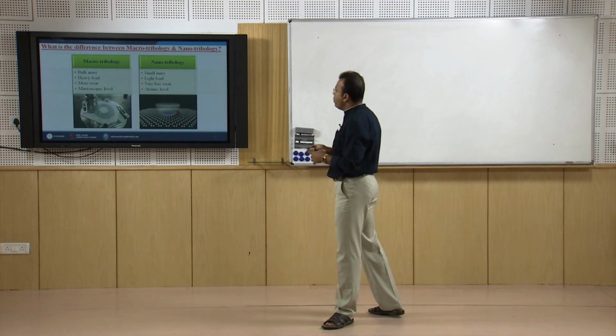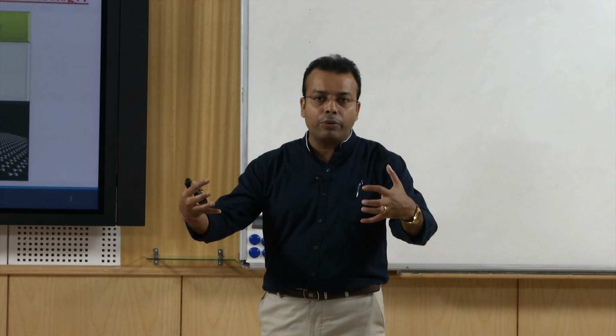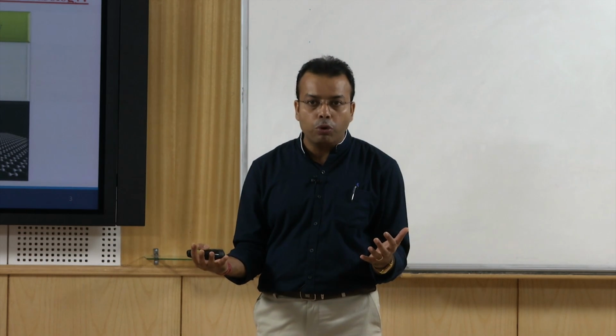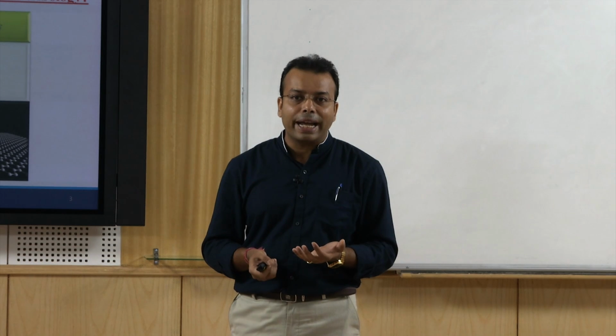What is the difference between macro tribology and nano tribology? In macro tribology, it is the bulk mass; the size and weight of the equipment or machines are bigger. Generally we apply heavy load onto those machines, or they generate heavy power or energy. There is more wear, as n number of materials are touching together. If we accumulate all the wear, the volume of wear may be more in that case, and it can be seen at the macroscopic level, sometimes even with our naked eyes.